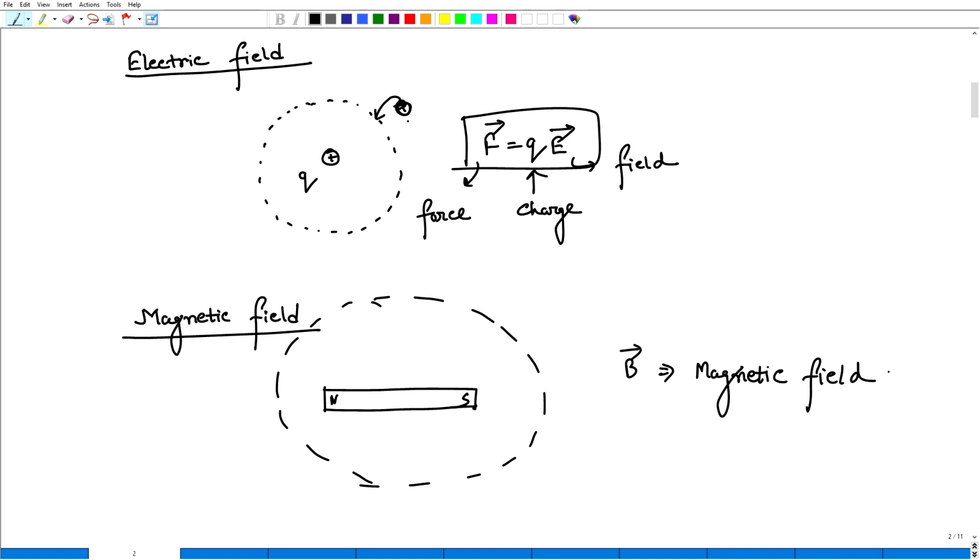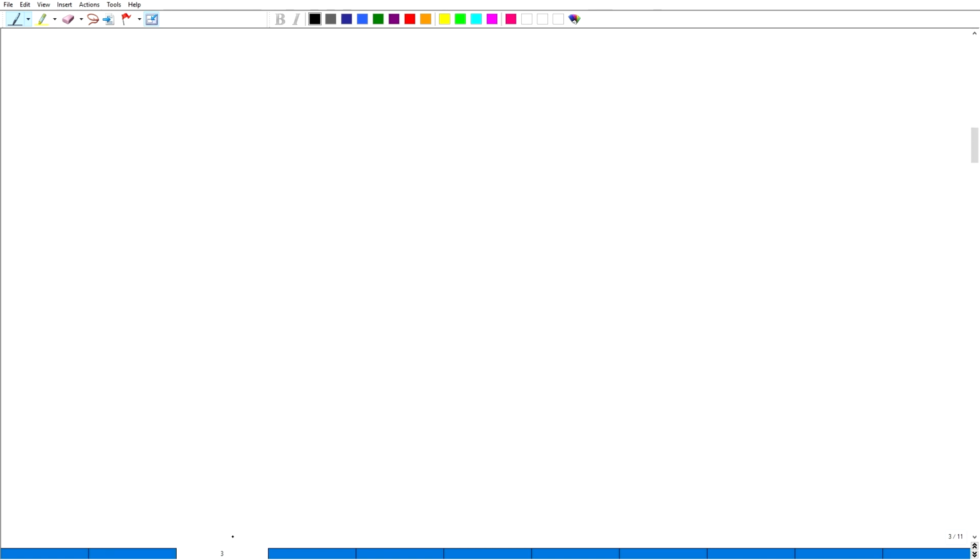One thing we should notice: in the case of the electric field I drew an electric charge, but in the case of the magnetic field we need to consider at least two poles, because there is no such concept of a monopole in the case of the magnetic field. But in the case of the electric field, a monopole exists. So now we understand the electric field and magnetic field.